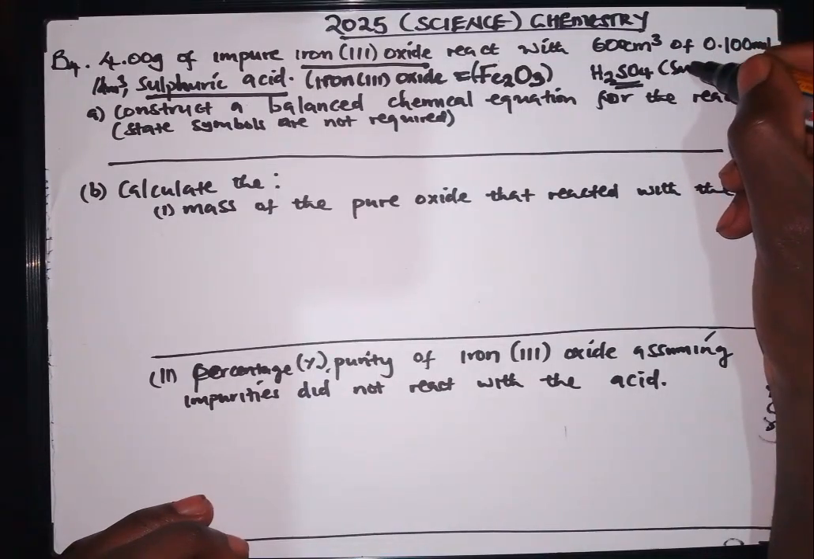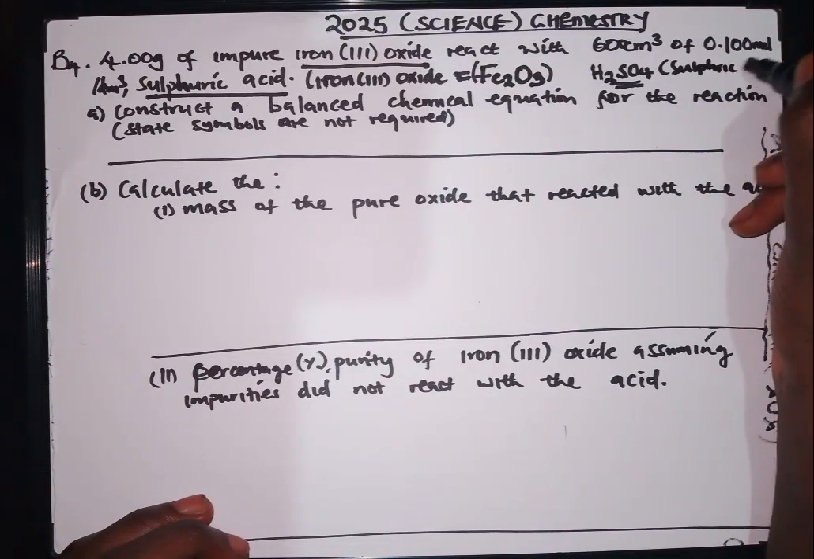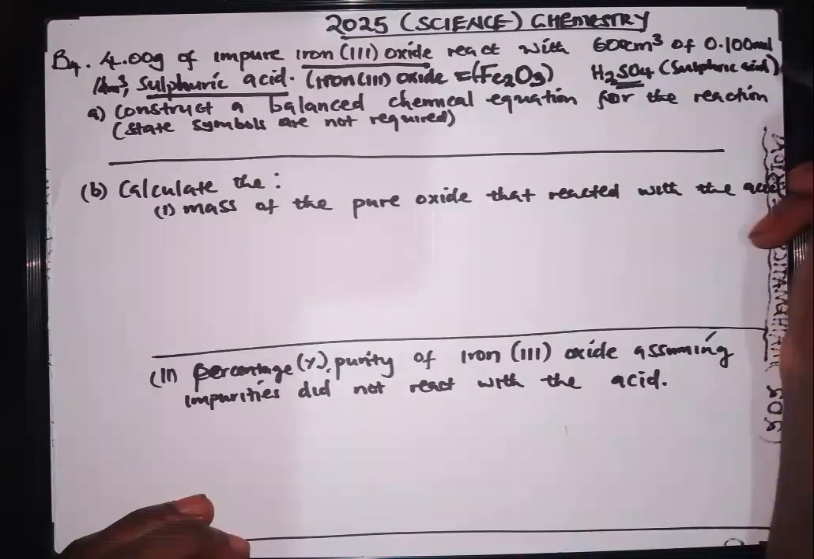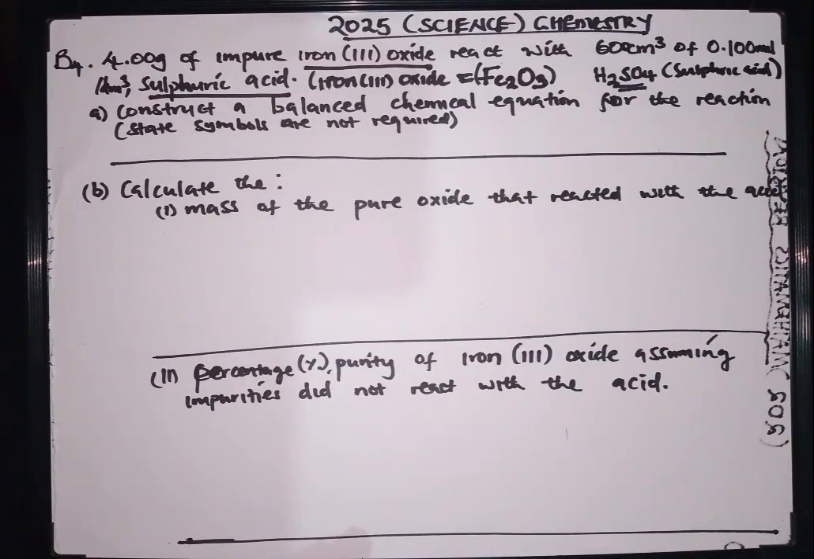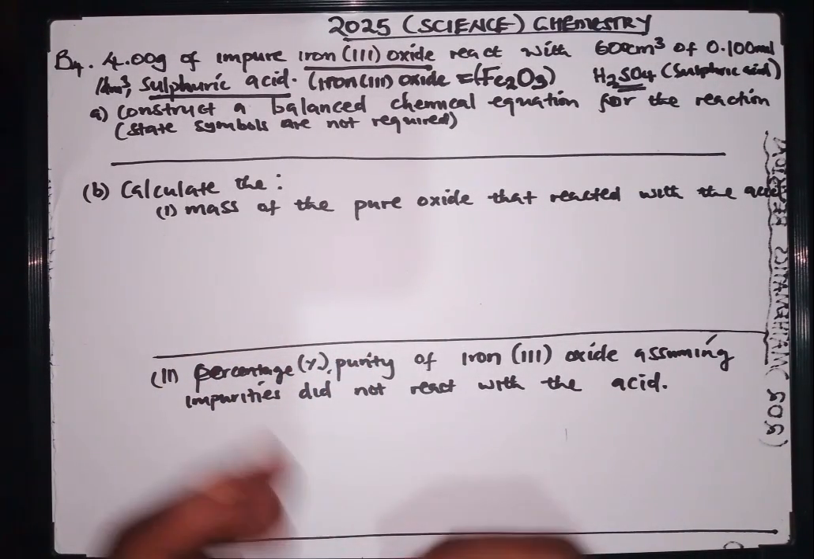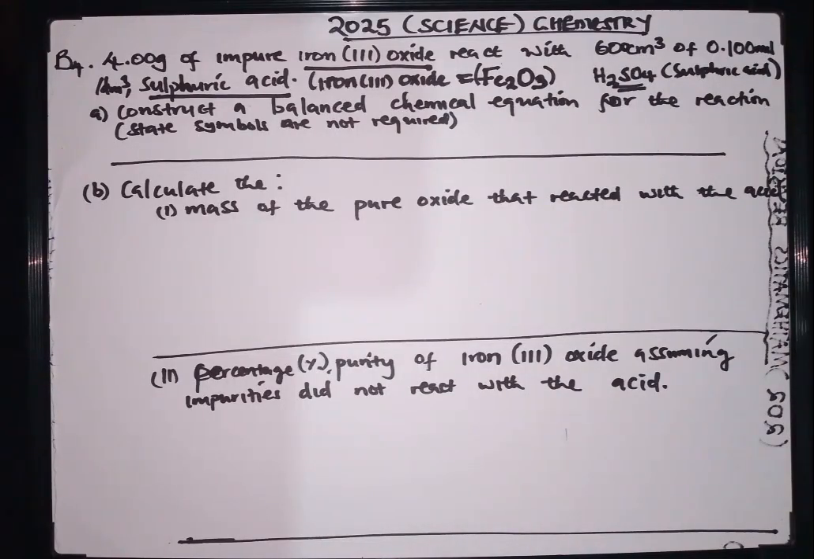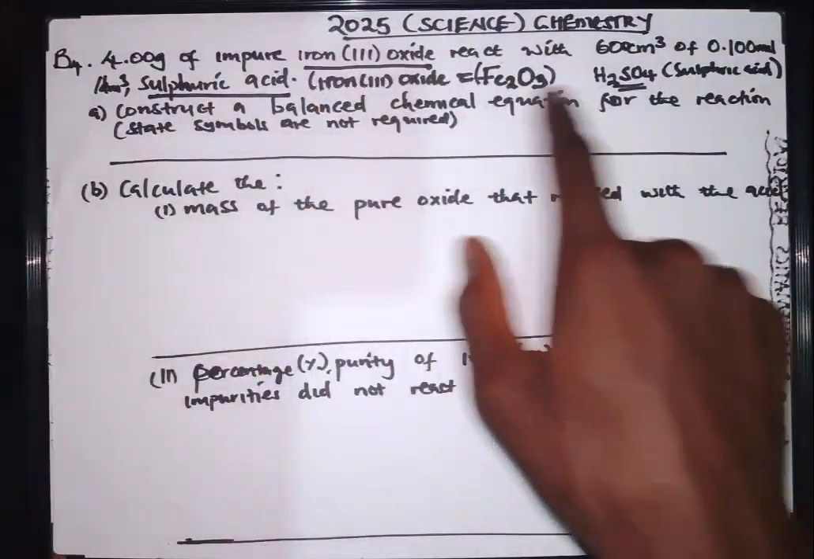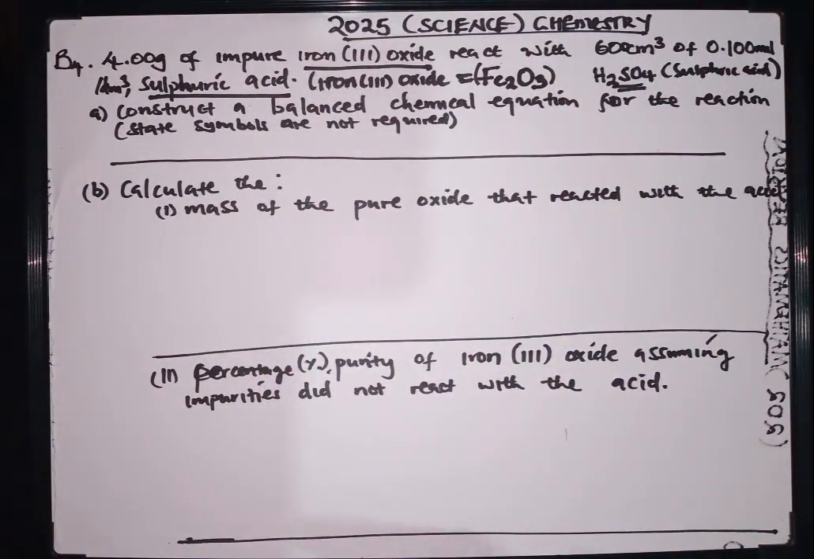That is the symbol for sulfuric acid. Now, how can we write the chemical equation? One thing you need to know is that when you have a metal oxide, what do we mean by a metal oxide? When you have a metal and oxygen reacting together, forming a metal oxide, like this one, there is a principle we follow.